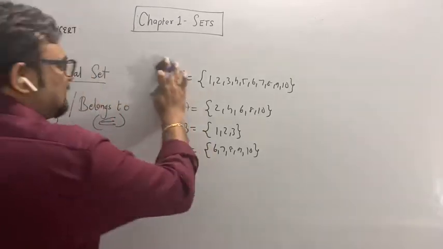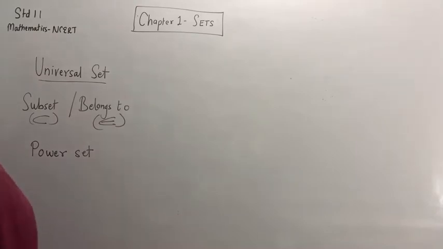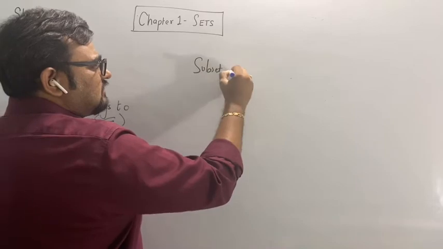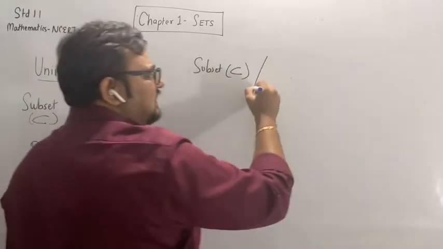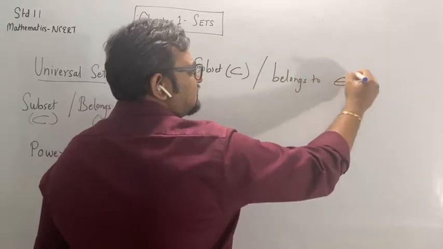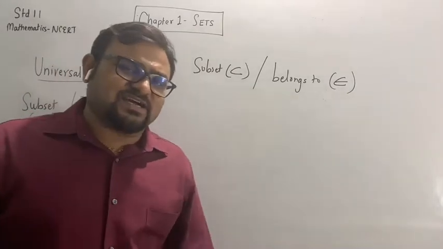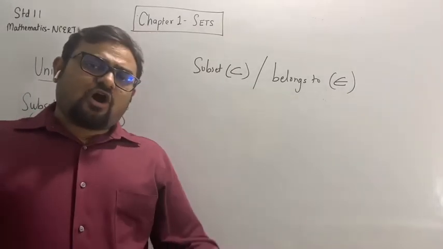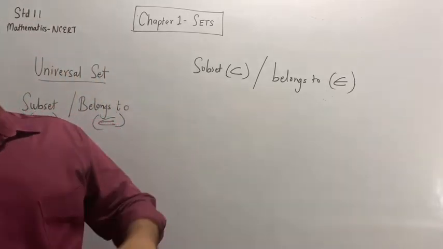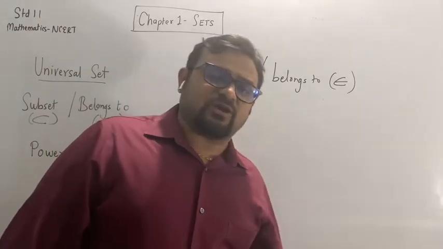The next, subset and belongs to. Here students get confused between subset and belongs to. This is the symbol for subset. This is the symbol for belongs to. Now see, what is a subset? If all the elements of set A are present in set B, then A is called a subset of B.